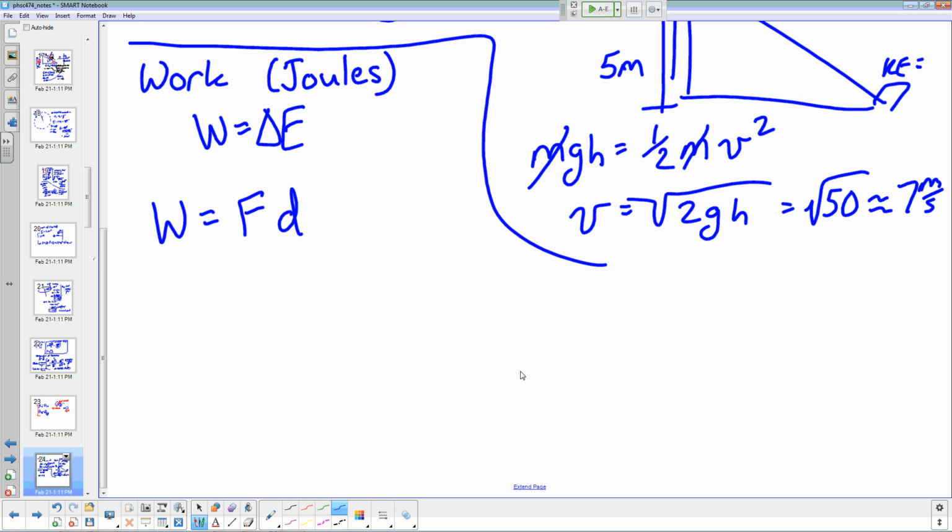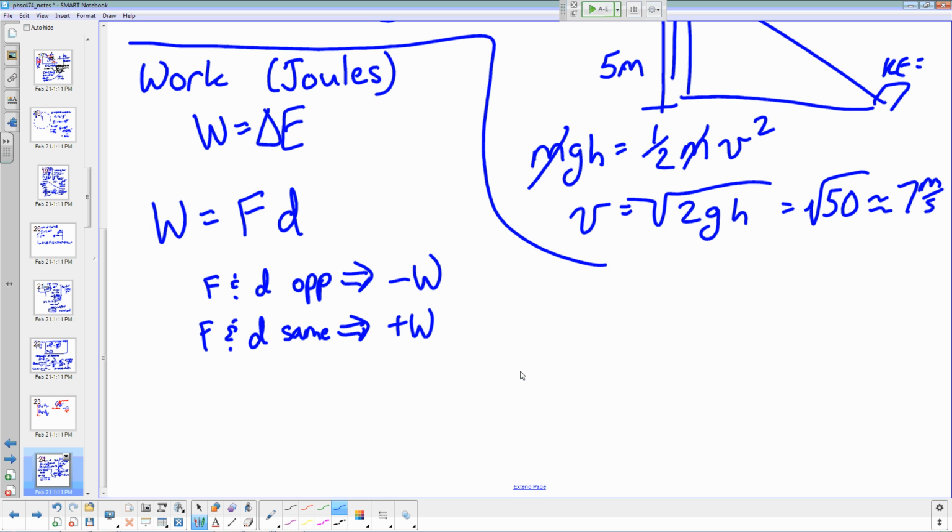If my force and displacement are in opposite directions, I have negative work. This leads to negative work. If my force and displacement are in the same direction, this gives me positive work. So friction then usually has what? Positive or negative work? Negative, because friction almost always opposes the direction of motion, so F and D would be opposite, so it'd have negative work. All right, so we'll see that come up again soon.